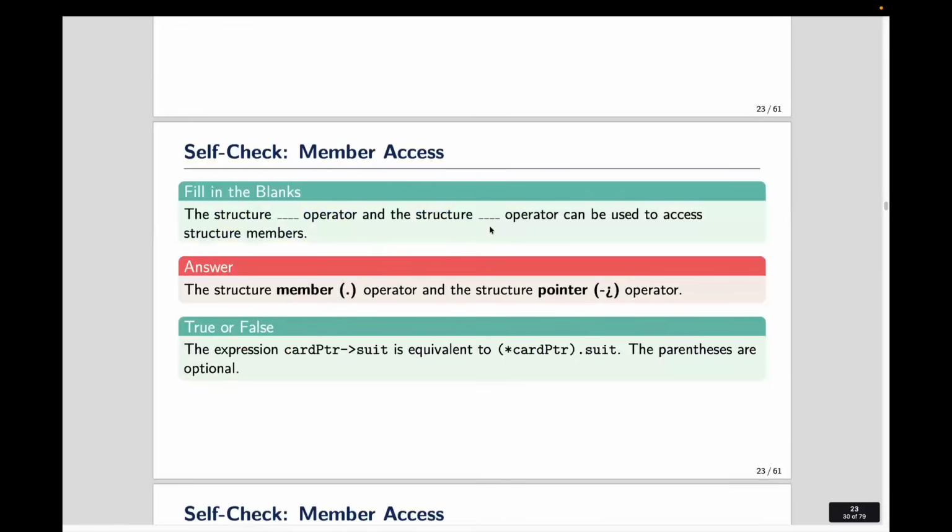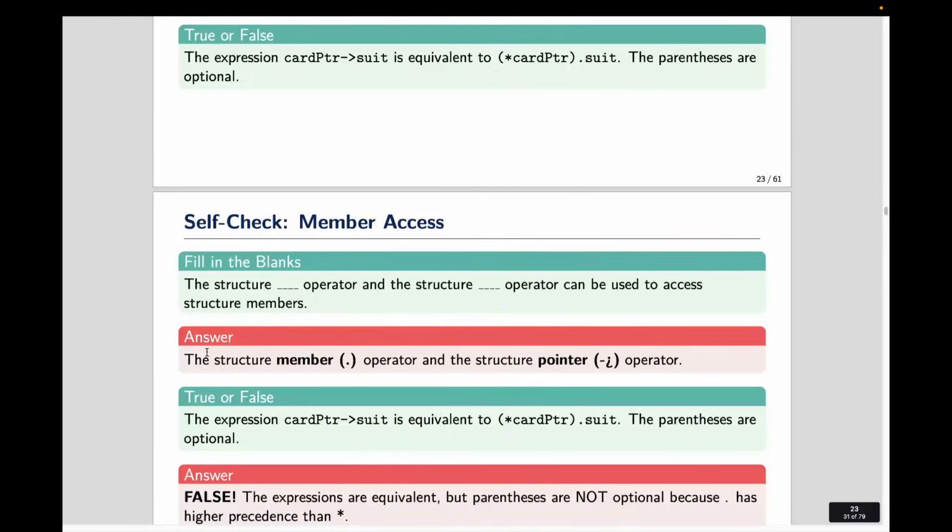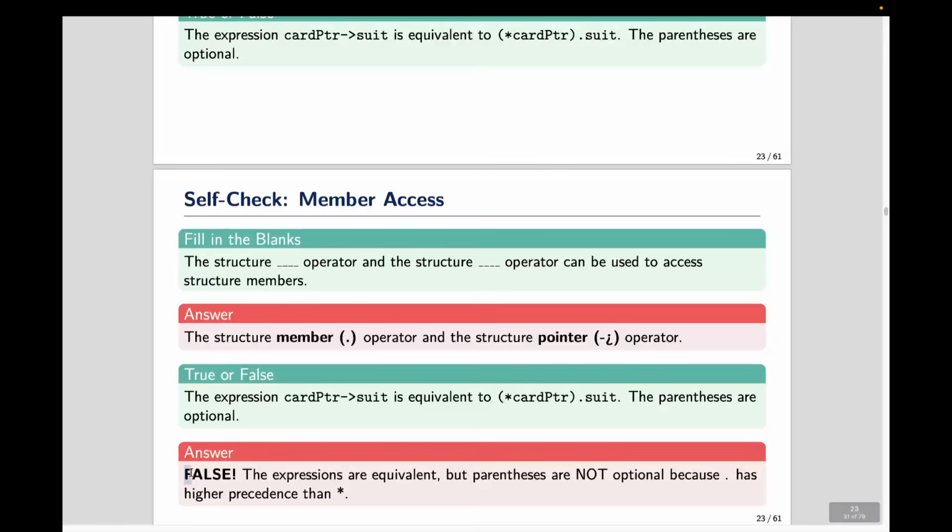Then another question over there: the expression card PTR arrowhead suit is equivalent to, yes, of course, the parentheses are optional. No, parentheses are not optional. They are a must to force the dereferencing of the card PTR pointer first, and then afterwards it is going to access the member suit. So parentheses are not optional. So you can see the answer is that it's false. The expressions are equivalent, but parentheses are not optional because dot has higher precedence than the asterisk operator.